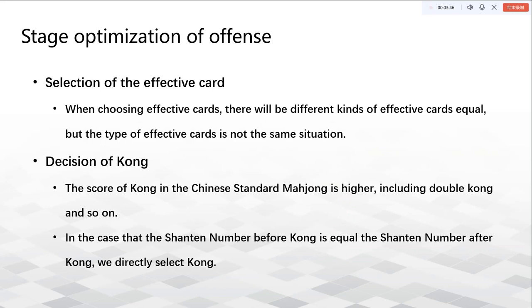Finally, we improve some details, such as the selection of effective cards. We found that different winning hands may have the same number of effective cards, but the types of effective cards are not equal. In this case, we should choose the branch which has more types. In addition, because the score of gun is higher, when the shunting number is equal, whether gun or not, we should give the gun priority.